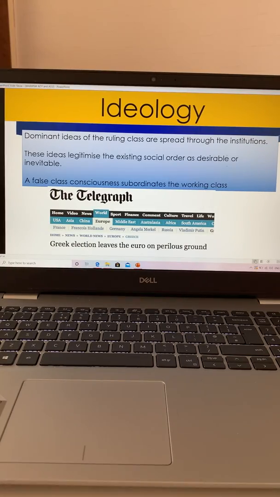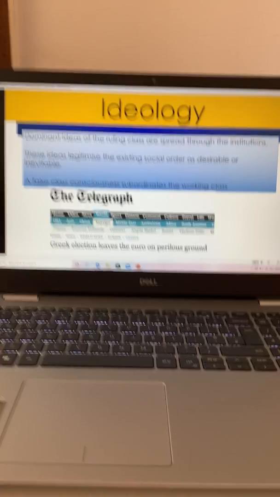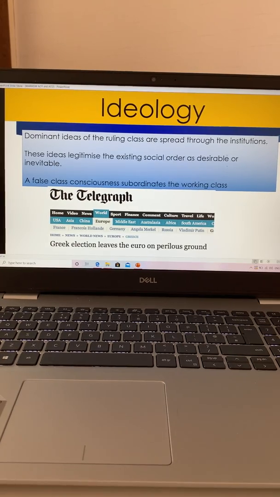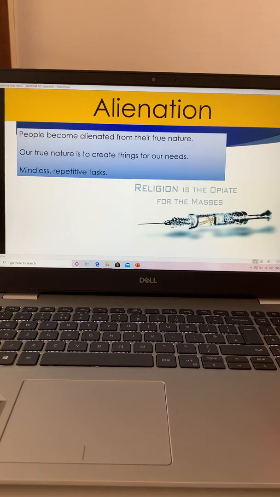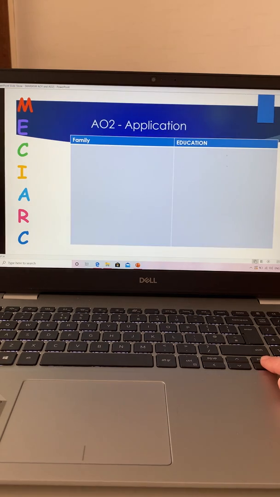Ideology we've looked at already. So the dominant ideas of our ruling class then start to spread through institutions like the education institution. We teach certain things. Marxists would argue that we're only teaching things that are beneficial to capitalism. It then legitimises this social order, and it subordinates the working class. It keeps them where they think they should be. Alienation, then people start to become alienated from their true nature. So our nature is to create things for our needs. It becomes mindless, it becomes repetitive, and people start to lose sight of what is actually important.